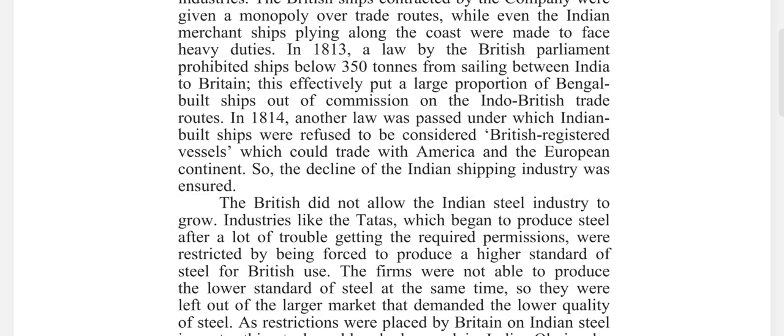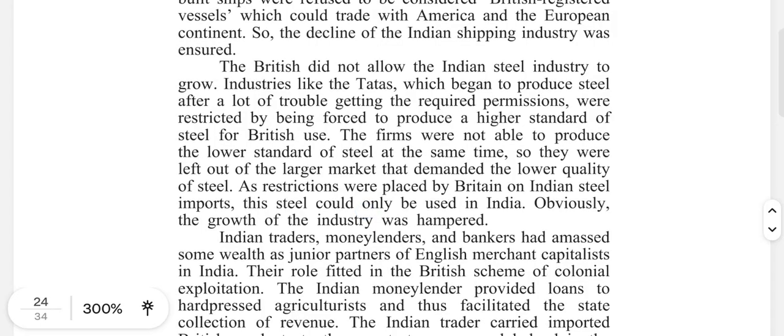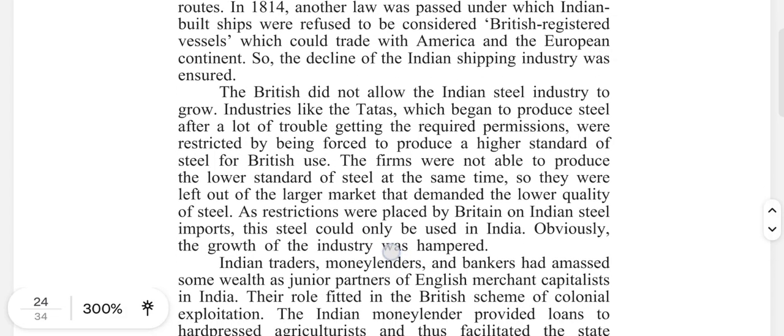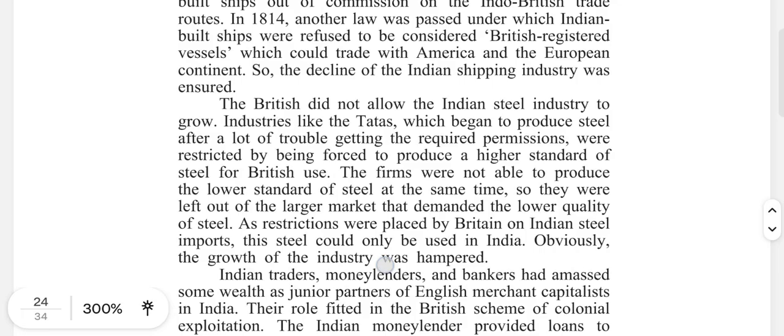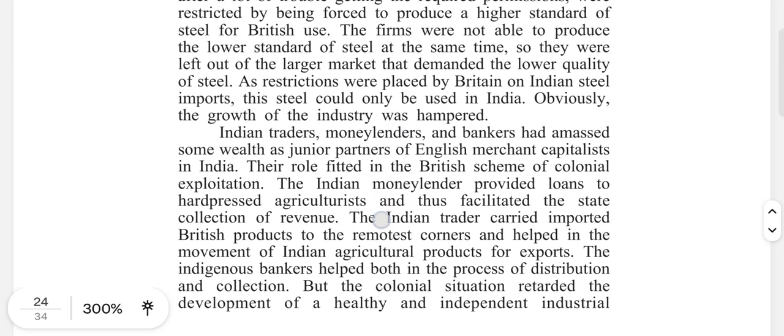The British did not allow the Indian steel industry to grow. Industries like the Tatas, which began to produce steel after a lot of trouble getting the required permissions, were restricted by being forced to produce a higher standard of steel for British use. The firms were not able to produce a lower standard of steel at the same time, so they were left out of the larger market that demanded the lower quality of steel. As restrictions were placed by Britain on Indian steel imports, this steel could only be used in India. Obviously, the growth of the industry was hampered.